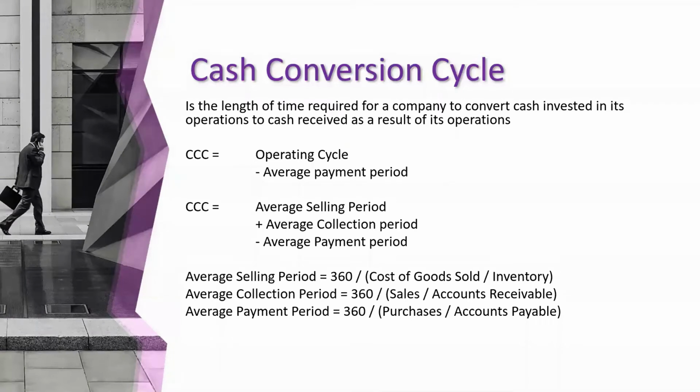Paano naman yung pag-calculate ng average selling period? So it's equals to 360 days. Ito class, the problem will tell you kung ano yung gagamitin. If it's 360 or 365. No? So in this case, let's just assume it's 360. So 360 over cost of goods sold over inventory. So that's average selling period.